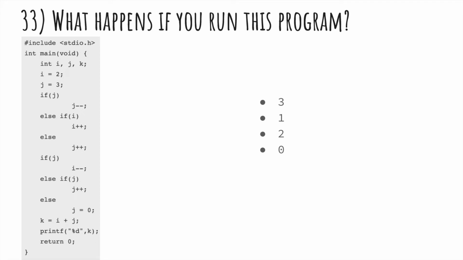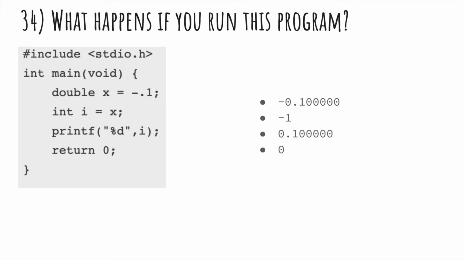In the next question, we have i equal to 2, j equal to 3. If j, well, 3 is not 0, so it will go into the if statement. So j--, j now equals 2. So we'll finish with that if statement, so we don't go into the else if or else. So i and j are now 2. If j, we're subtracting 1 from i, so i is now 1. We're finished with that. So then k equals 1 plus 2, and that is 3. And that's your answer.